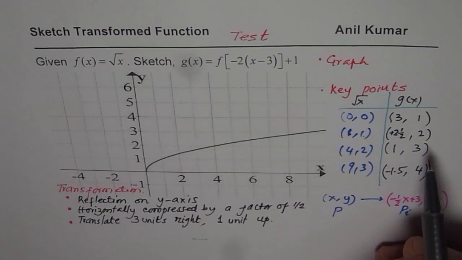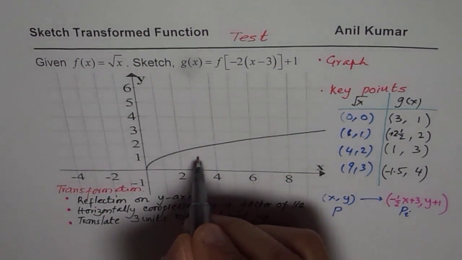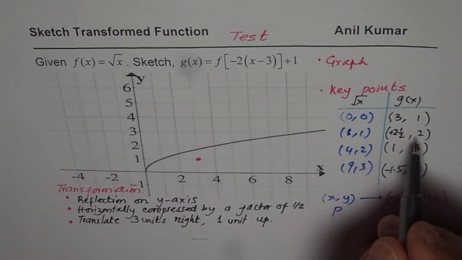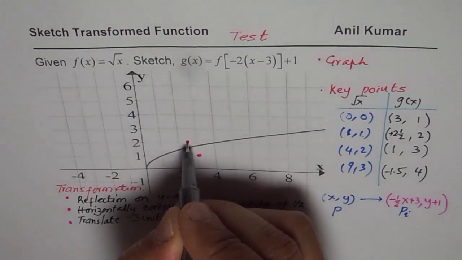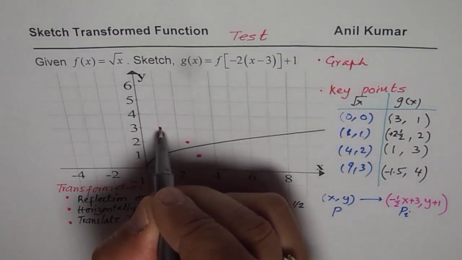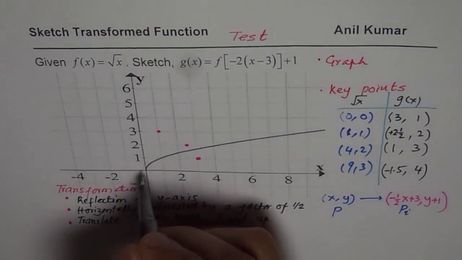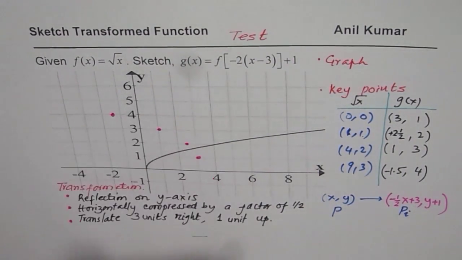First point for us is 3 and 1. So 1, 2, 3 and 1, so that is the first point. Then we have 2 and a half, 2. So 2 and a half and 2 brings us to this point. 1 and 3. 1 and 3 is this point. Minus 1.5 and 4. So minus 1.5 and 4 means that point, right?